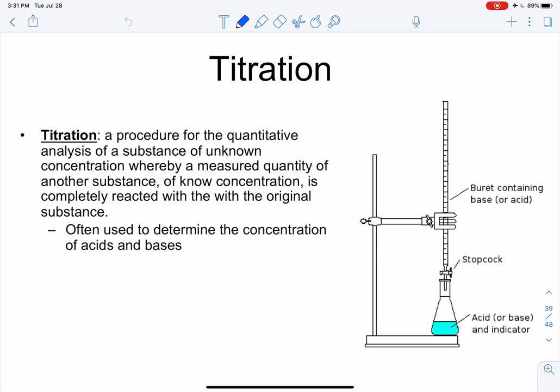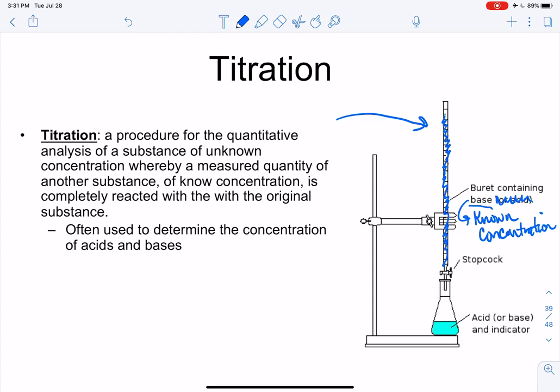So what we usually see in the chemistry lab is a base in a burette. This long, skinny, tall thing right here is called a burette. And we usually fill it up with a base of known concentration. So usually that's what we see first. I'm going to scribble out acid, but keep in mind that in a different type of titration, you could have acid up there. But right now, the one that we're going to do has a base there. And the base is the one with a known concentration.